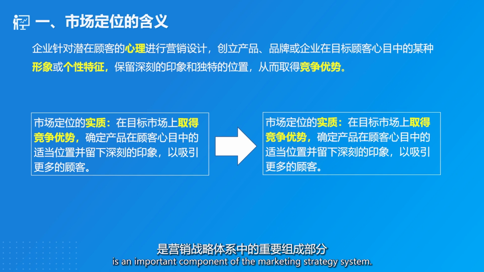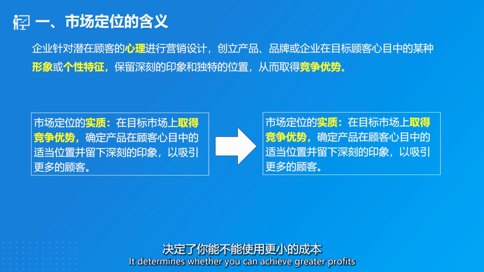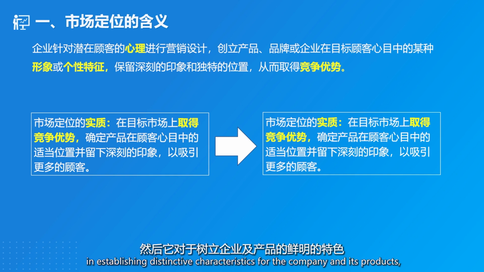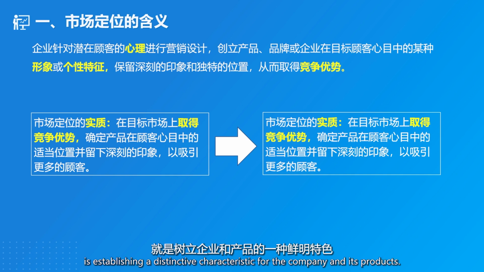Market positioning is an important component of the marketing strategy system. It's very important. It determines whether you can achieve greater profits with lower costs. That is, having established a positioning, it plays a crucial role in establishing distinctive characteristics for the company and its products, meeting customer needs. Actually, the most important thing here is establishing a distinctive characteristic for the company and its products.